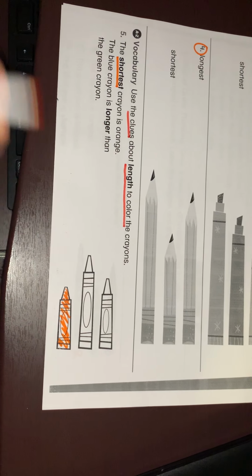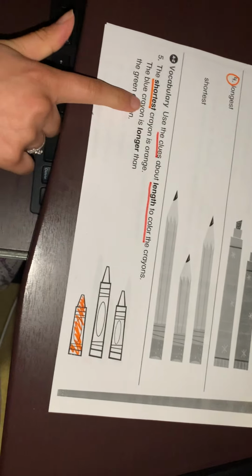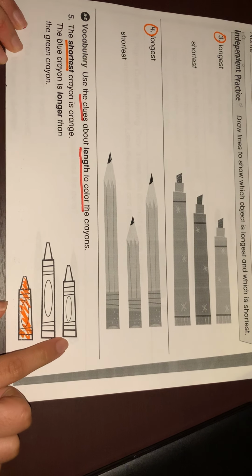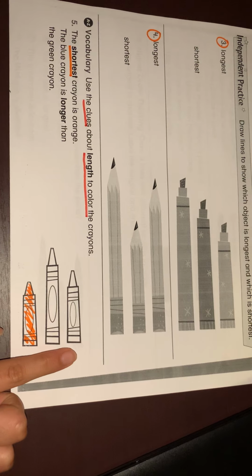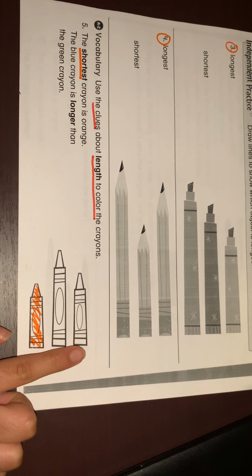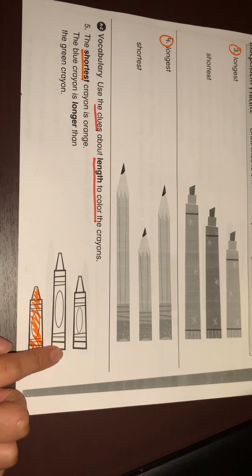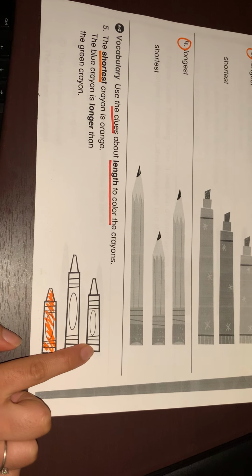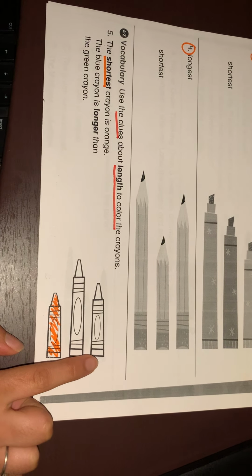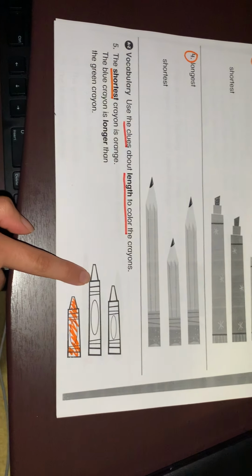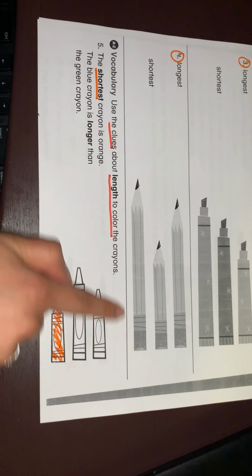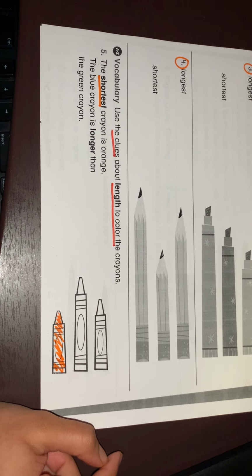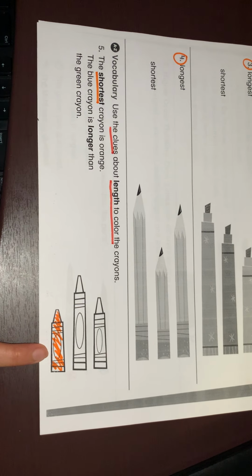perfectly. So I know that the blue crayon is longer than the green crayon. So it didn't say it's the longest, so which one would be my blue crayon? The first one or the second one? So the blue crayon is longer than the green crayon. So here's my green crayon. Oh, I don't know which one is my green crayon yet. But I know that the orange crayon is the shortest.